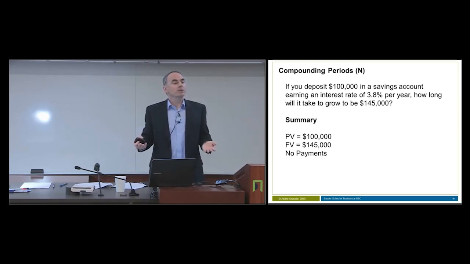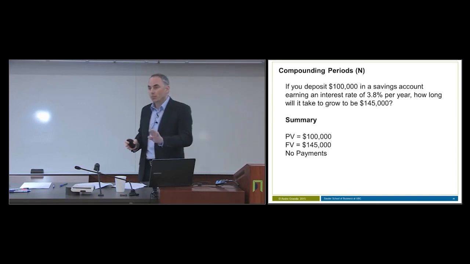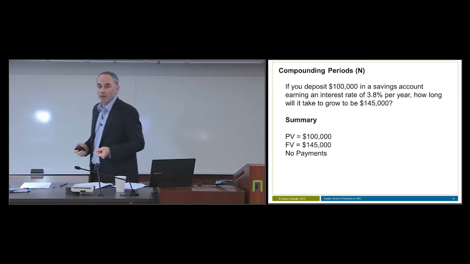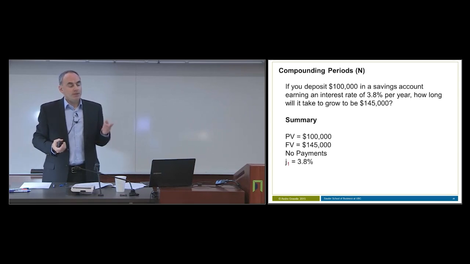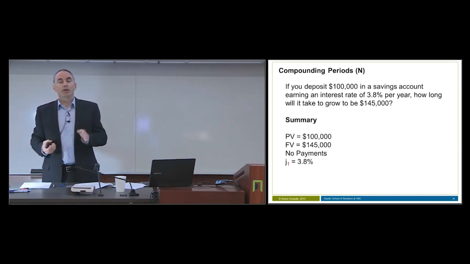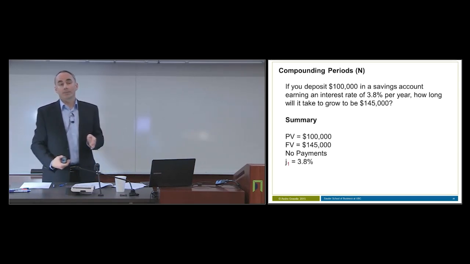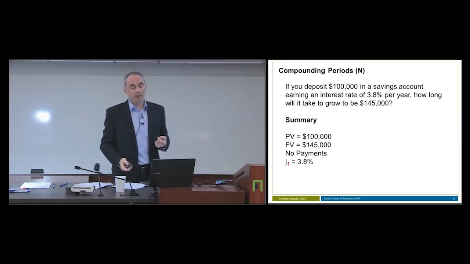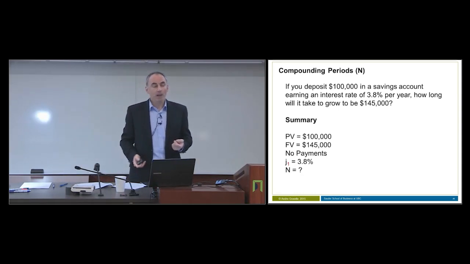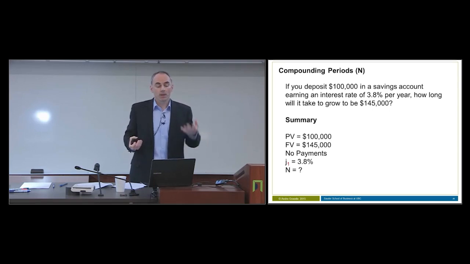Again, no mention of payments here, so I'll put that in my summary just as a reminder to myself that there are no payments, so I'll be sure to put 0 in as my payment. The interest rate is 3.8% per year, so it's per annum. So that's J1. J1 interest rate equals 3.8%. And I'm looking for N. Okay. So we've got my summary.